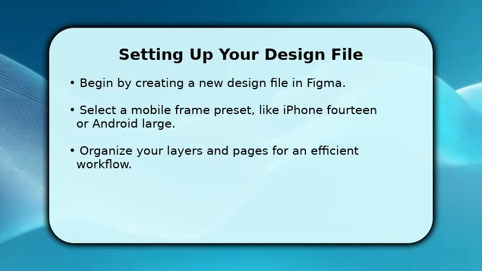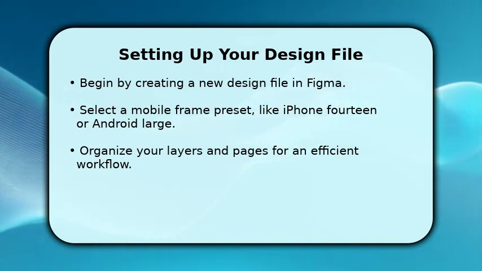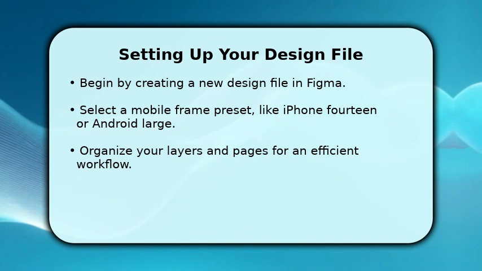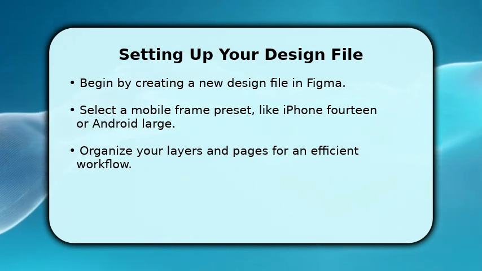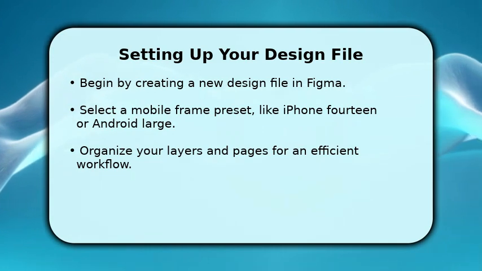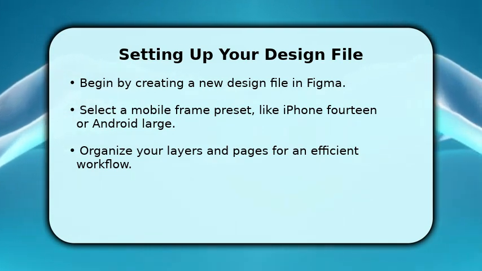To start, open Figma and create a brand new design file. Next, select a mobile frame preset from the right sidebar. Popular choices include iPhone 14 or Android Large. This sets your canvas size. Remember to organize your layers and pages clearly from the beginning. A well-structured file makes your design process much smoother and easier to navigate.